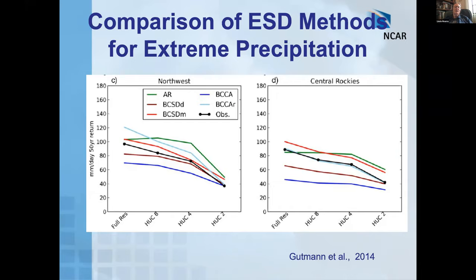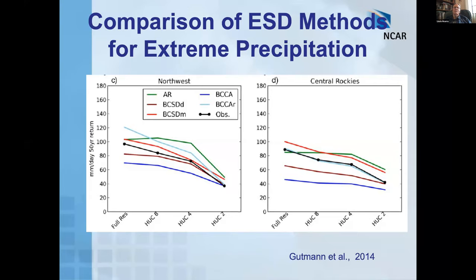Now, I don't really have time to go through all the different methods here, but just to say they are different statistical methods. And you can see that, let's say for the Northwest, some of them do not too bad, like in this case, the BCSD method, bias correction and spatial disaggregation. But it also depends on the region, because in the Central Rockies, rather, the BCCA, bias correction climate analogs approach, tends to do better. So you can see that it very much depends what method to use, also depends upon what aspects of the climate change you're most interested in.